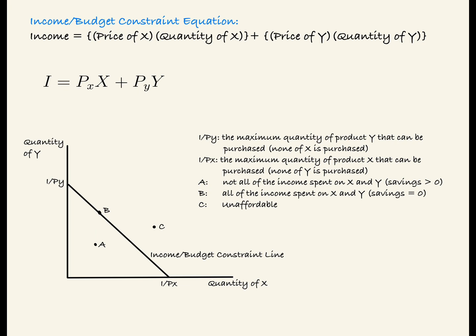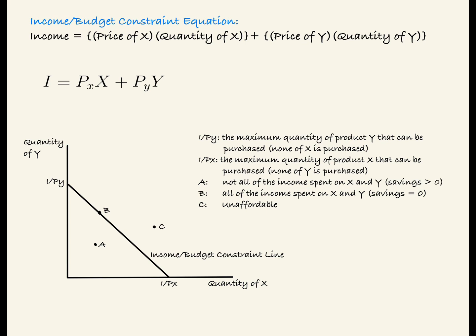We're going to take a look at consumer behavior. Remember that the objective of a consumer is to maximize total utility, but they must consider their constraint, which is income. And we're going to focus on income. First, let's take a look at the income or budget constraint equation. Income equals the price of X times the quantity of X plus the price of Y times the quantity of Y.